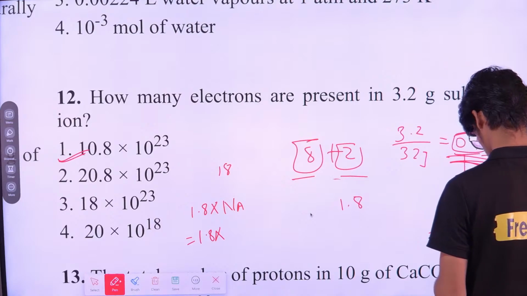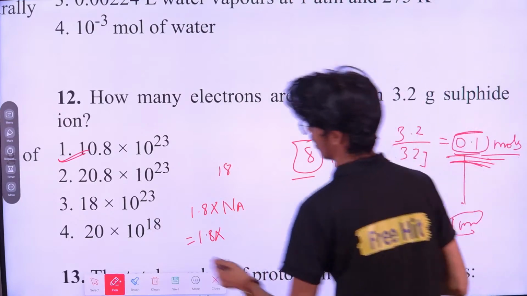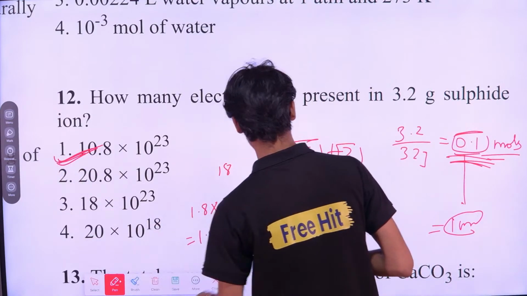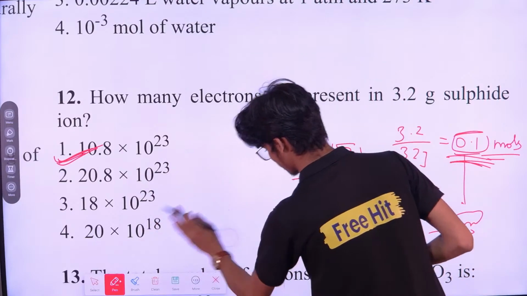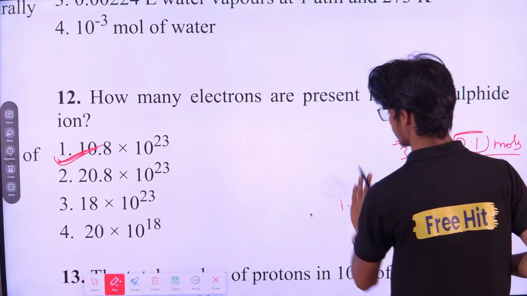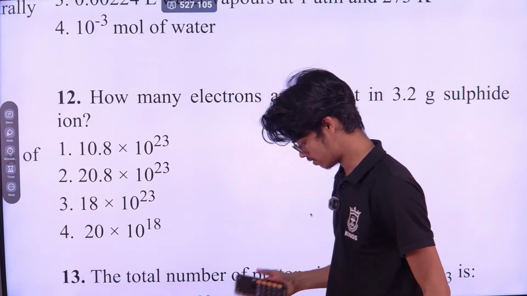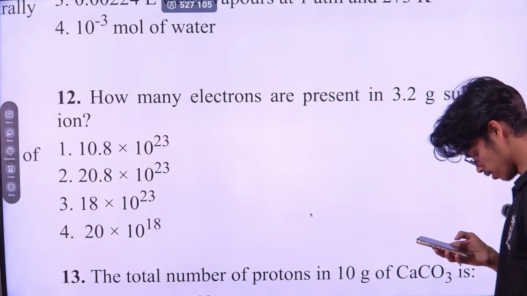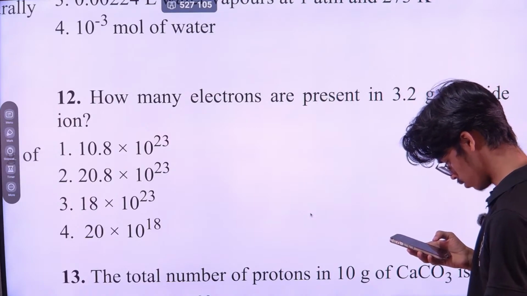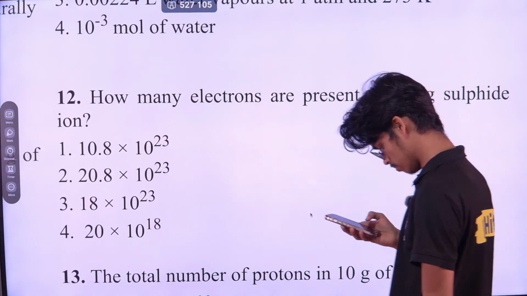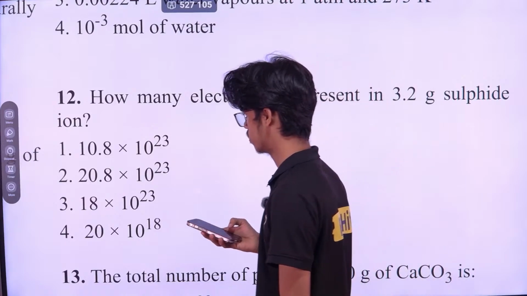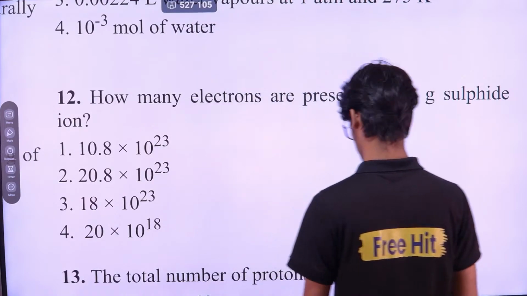That is 10.8. I was right. You guys are answering wrong. I thought I was wrong. 10.8 into 10 to the power 23. So option number 1 is the right answer. Check your answers. Aishu, you are right, but then you wrote 2. Why? It's 10.8, not 20.8.